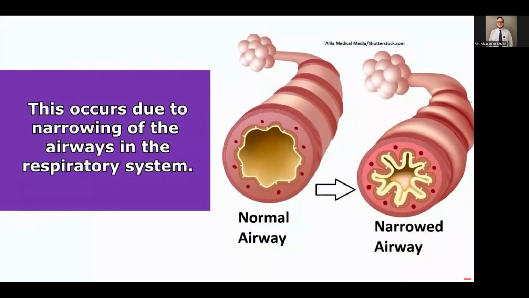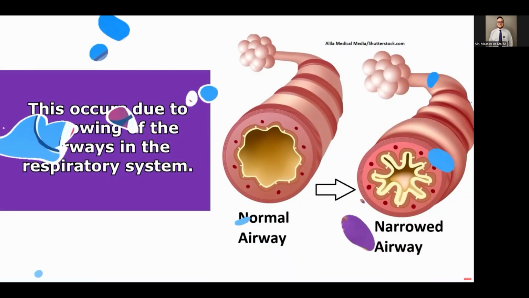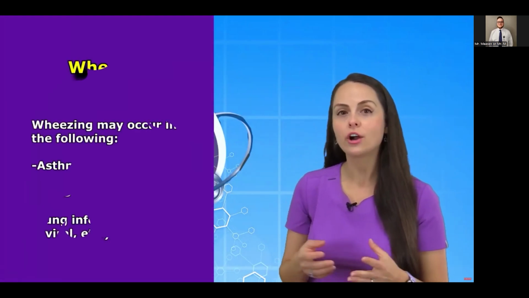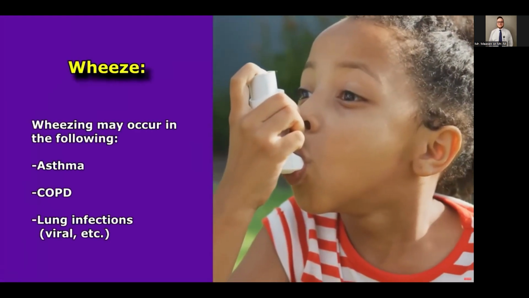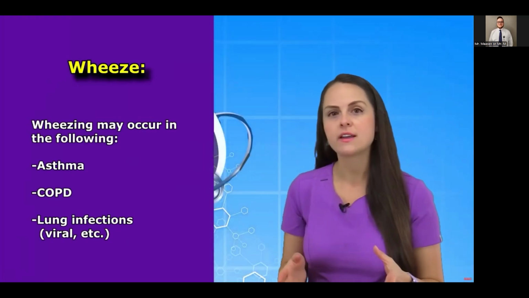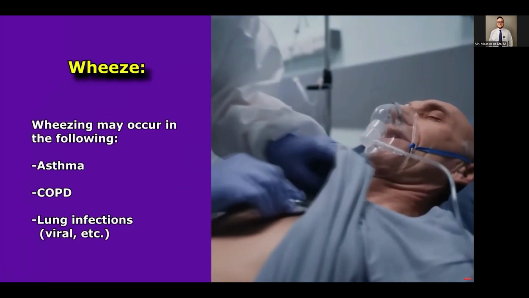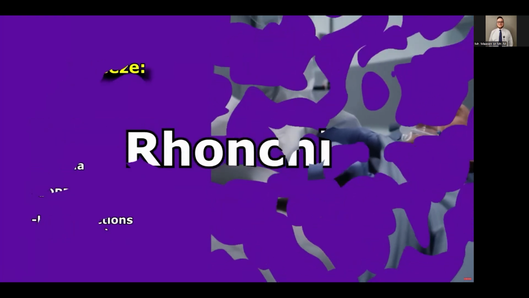So why is this sound occurring? Well, it occurs because the airways have started to narrow, meaning they have started to get smaller. So as air is squeezed through those airways, it creates this squeaky musical whistling sound. And it can occur in cases of asthma, COPD, or any type of lung infection that narrows those airways, like with a viral respiratory infection.